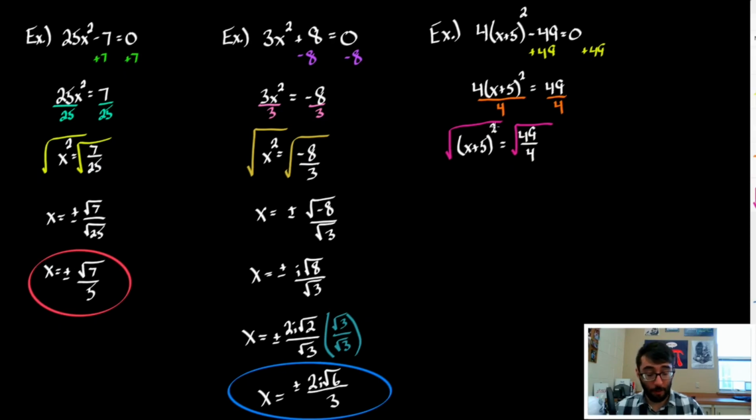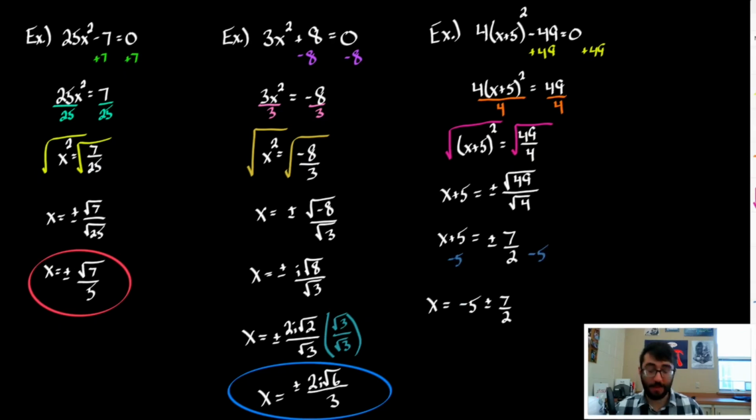So now when I take the square root of each side, the square and the square root are going to cancel out, leaving me x plus 5 on the left-hand side is equal to, remember, plus or minus the square root of 49 over the square root of 4. And now we simplify if we can, and we can. The square root of 49 is 7, and the square root of 4 is 2. And now all I have to do is subtract 5 from each side, and I'm going to get x is equal to negative 5 plus or minus 7 halves.